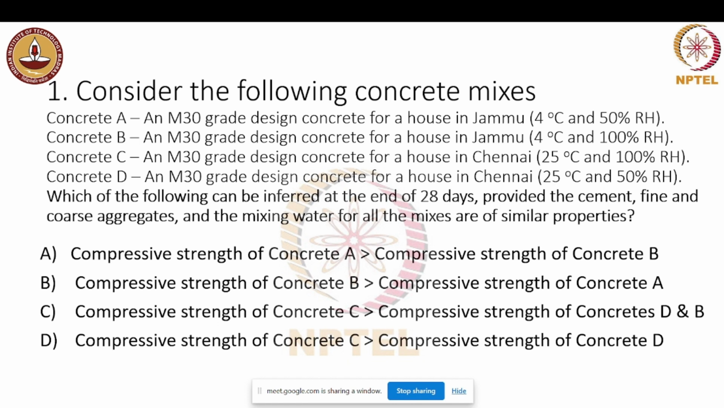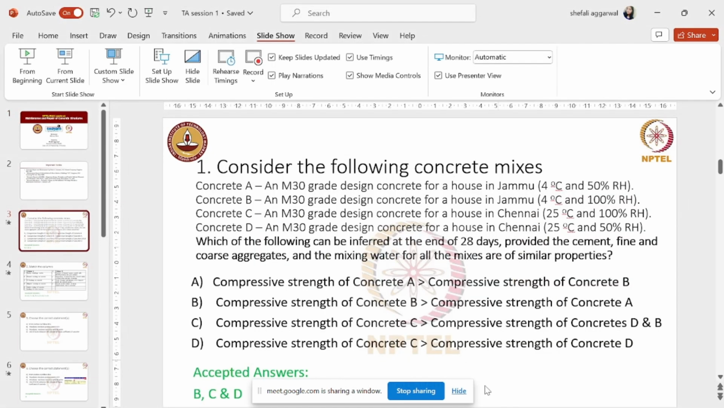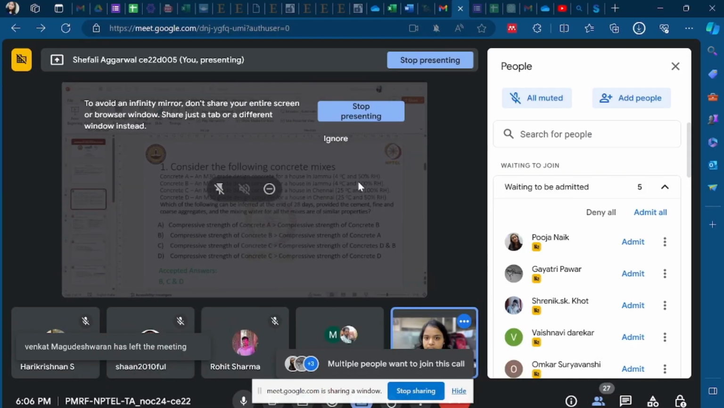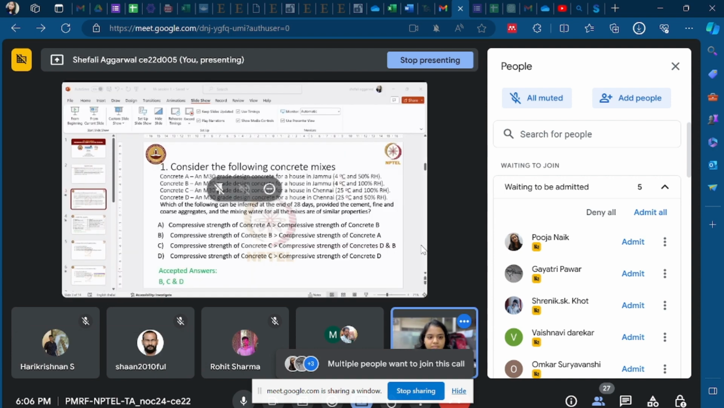Ready? Gayatri, Shrenik, Pooja. Anybody who wants to guess the answer?